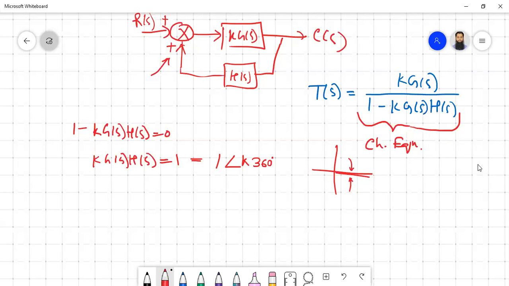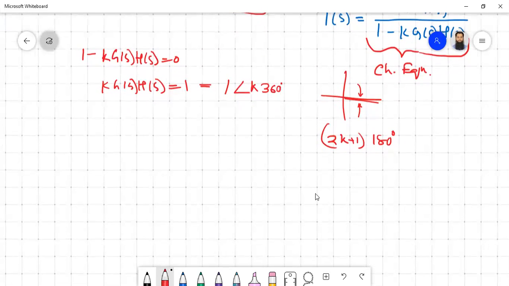As you can see, previously to figure out whether any point is on the root locus or not, we were seeking odd multiples of 180 degrees. But in this case, any multiple of 360 degrees will give you a point on the root locus. So the drawing rules that we have introduced are going to change. Let us figure out those rules.